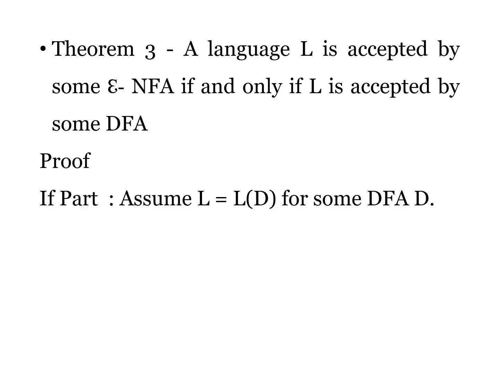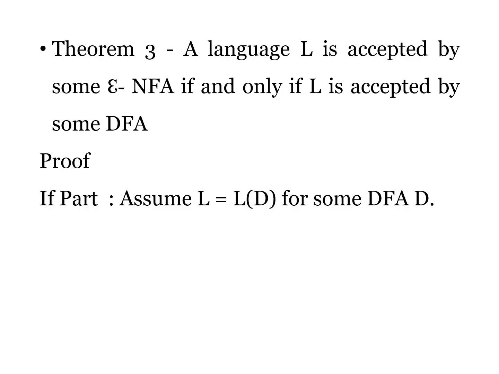This is the proof. What we have to prove is the equivalence between DFA and epsilon NFA. So we are splitting the theorem into two parts. We are taking first the if part and then the only if part. So we are first proving the if part and then we are going for the only if part.